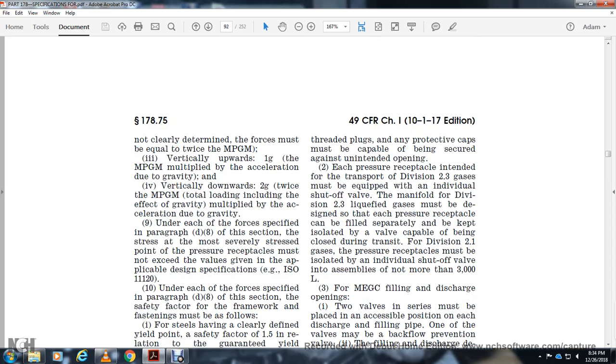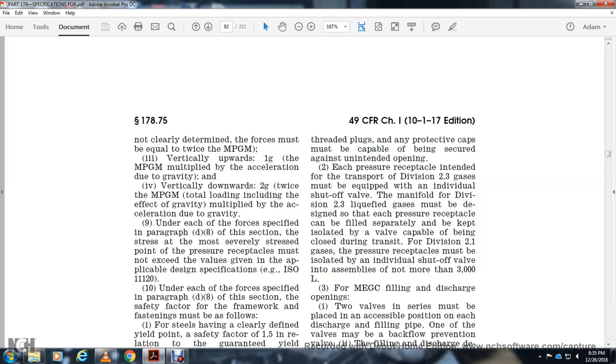Third, plugs and any protective cap must be capable of being secured against unintended opening. Each pressure receptacle for the transportation of Division 2.3 gases must be equipped with an individual shut-off valve. The manifold for Division 2.3 liquefied gas must either be designed so that each pressure receptacle can be filled with a separate loop, or be isolated with a valve capable of being closed during transit.